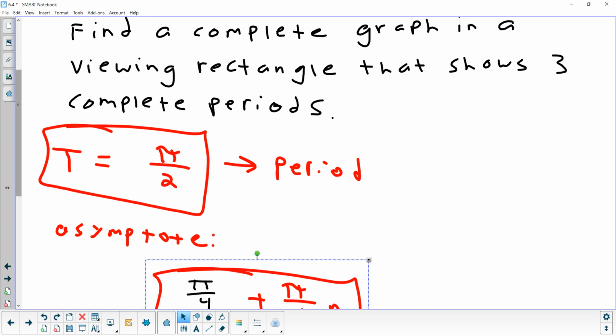Yep. Would it be 5 pi over 2? That would be 5 cycles.